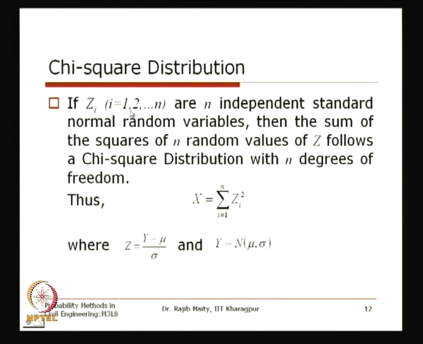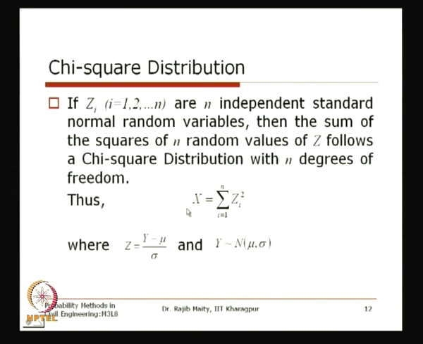If Zi, for i equals 1 to n, that is Z1, Z2, Z3 up to Zn, are independent and identically distributed, sometimes abbreviated as IID, and following the standard normal distribution, that means independent standard normal random variables, then the sum of the squares of these n random variables follows a chi-square distribution with n degrees of freedom.